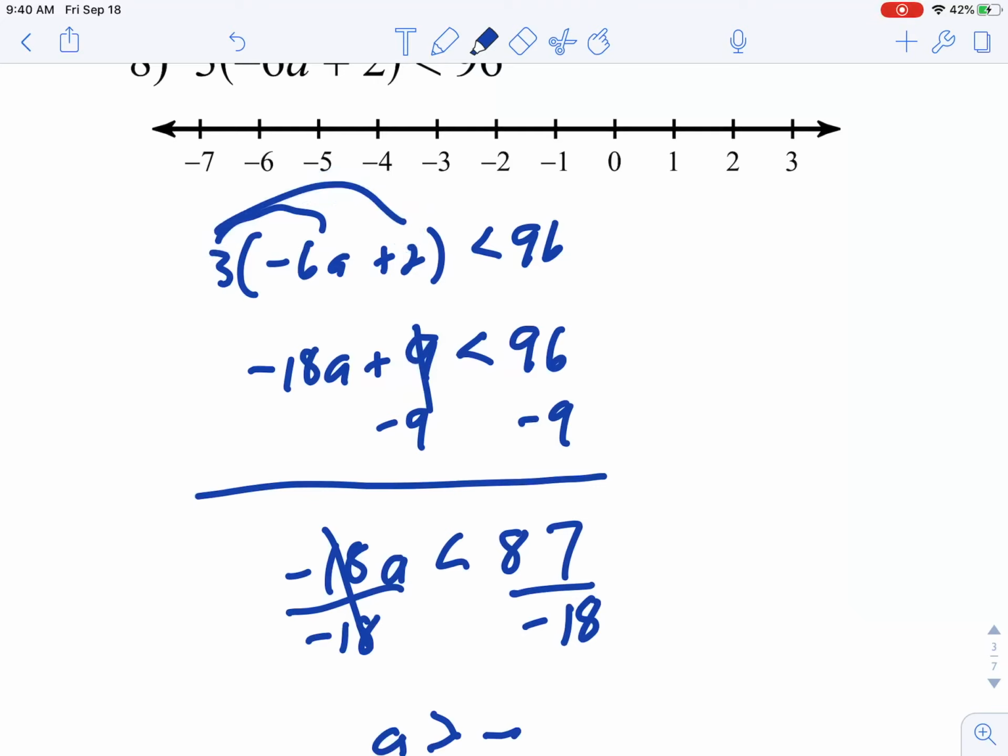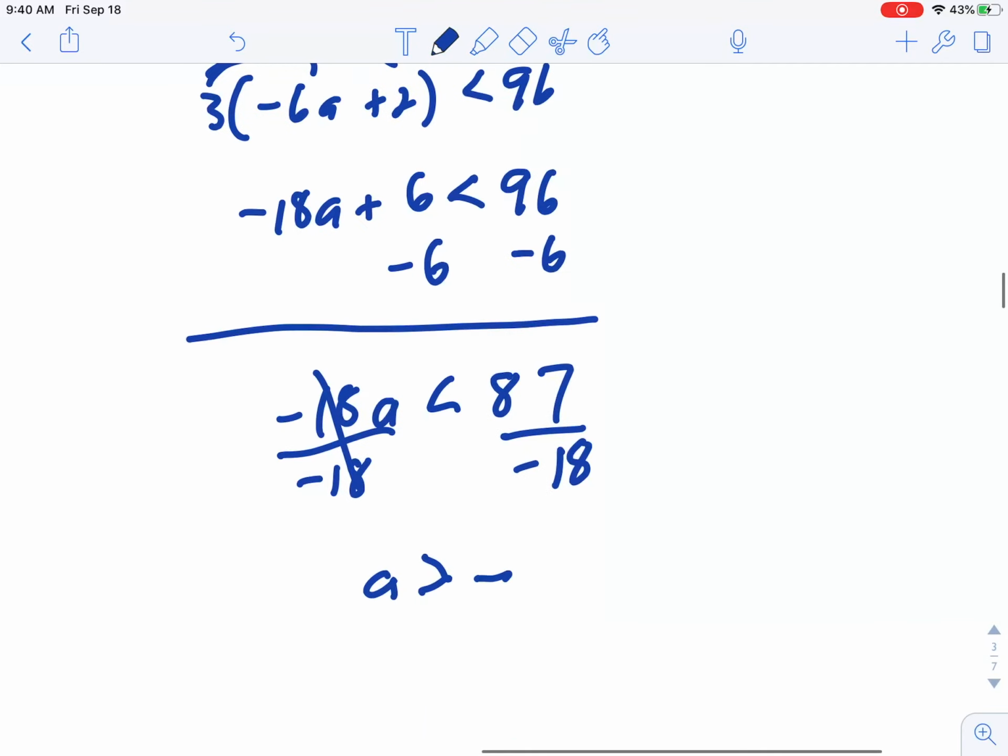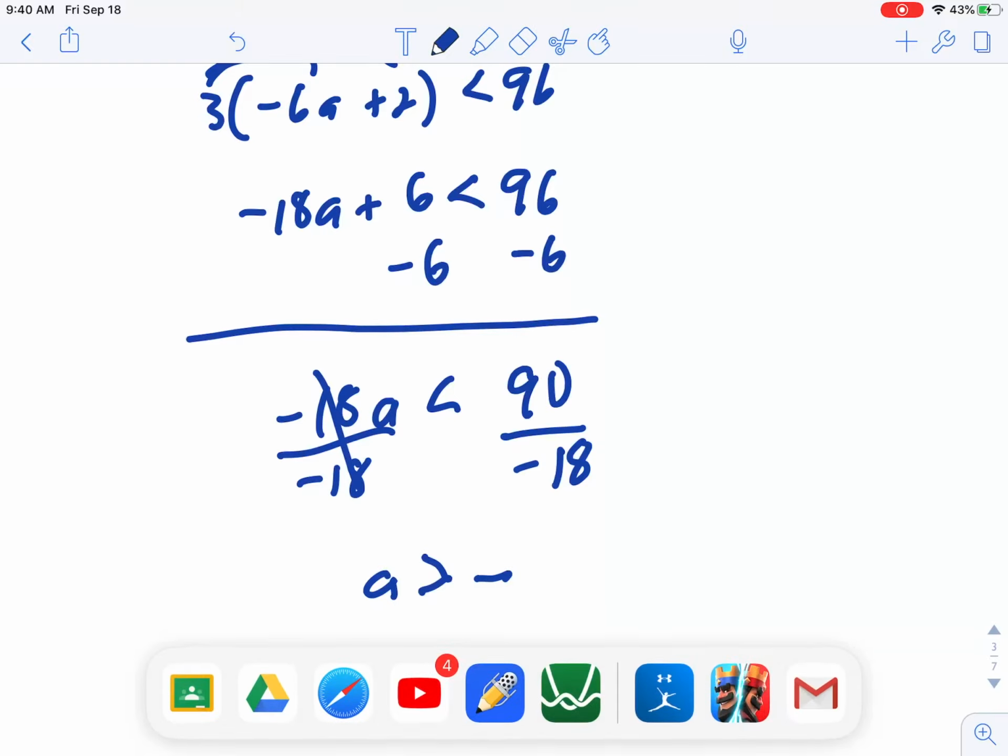No, 3 times 2 is not 9. 3 times 2 is 6, which means I would have had to subtract a 6 here. And so I subtract a 6 there. And what's 96 minus 6? That'd be 90. Now let me go to my calculator.